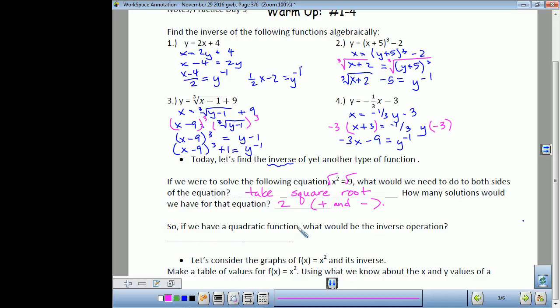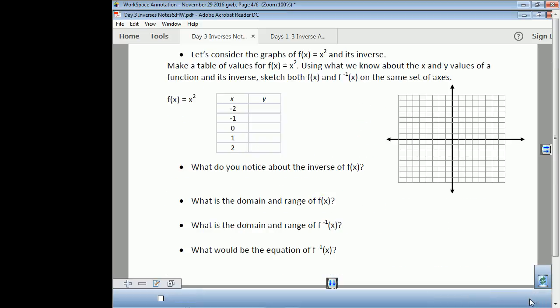All right, so if we have a quadratic function, what would be the inverse operation? It's obviously square root. So the inverse of a quadratic is a square root function. All right, so let's investigate the quadratic.